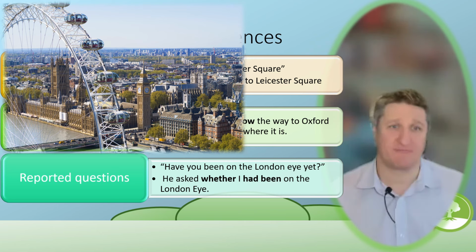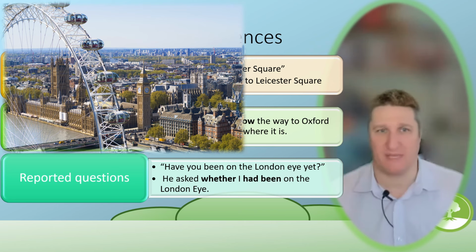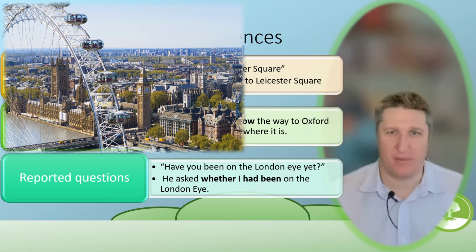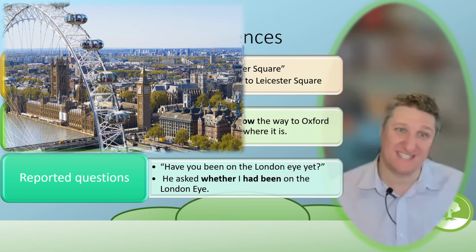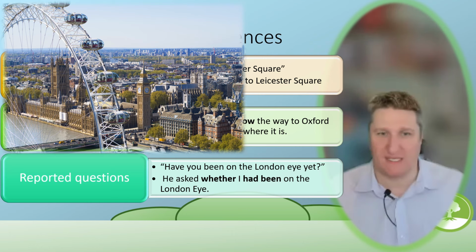Notice it moved from the present perfect, "have you been", back to the past perfect, "whether I had been", and inverted the auxiliary back to the statement format. Have you been, I had been.